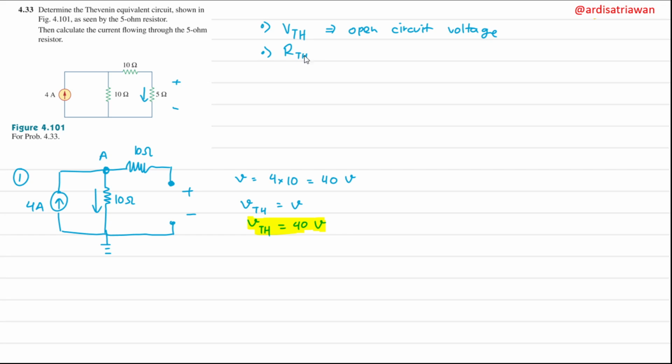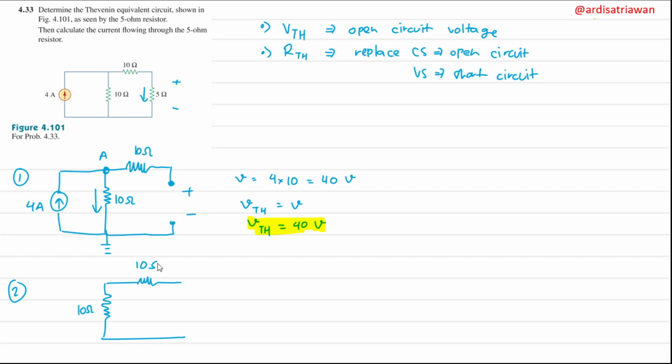And then the second one is to find the Thevenin resistance. So when we calculate Thevenin resistance, we replace the current source with open circuit, and if we have a voltage source, we replace it with short circuit. But we don't have a voltage source here, we only have a current source, so we will have this replaced as open circuit, so I don't need to draw that. And then we have 10 ohm here, and we have 10 ohm here.